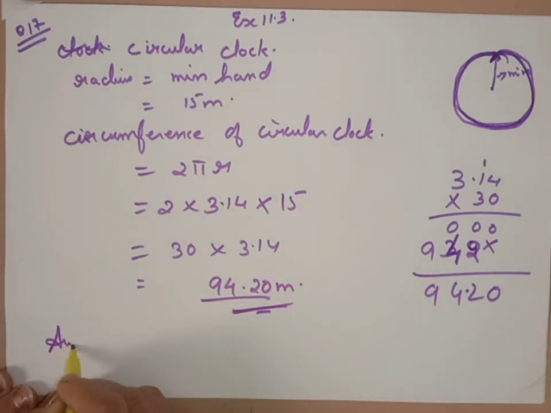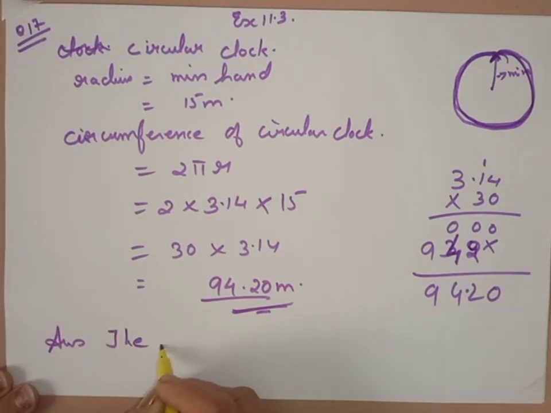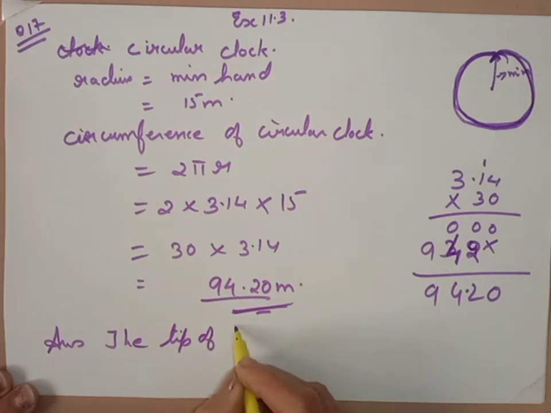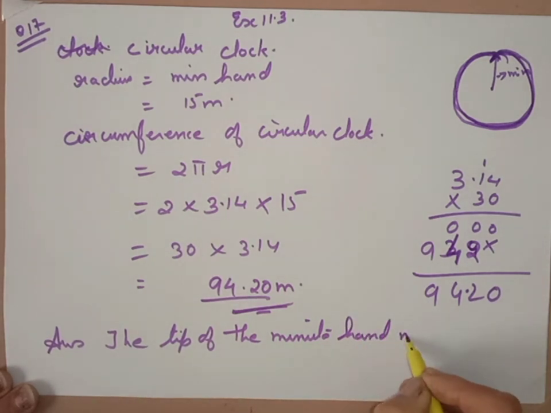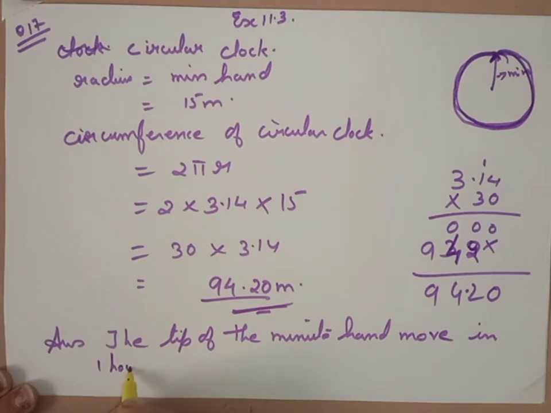You can write the answer also: the tip of the minute hand moves in 1 hour, that is 94.20.